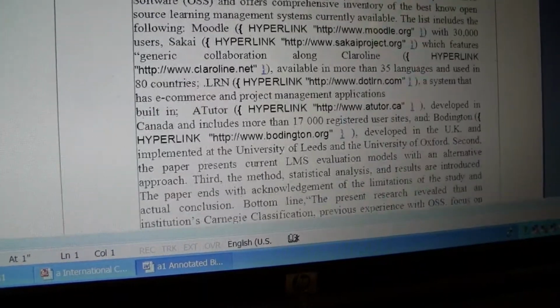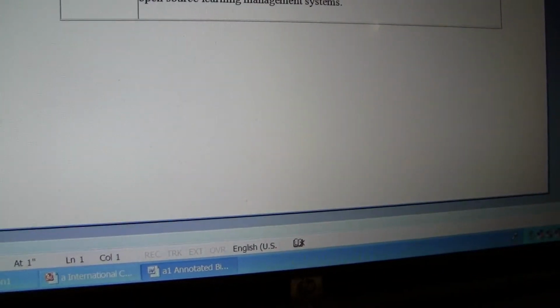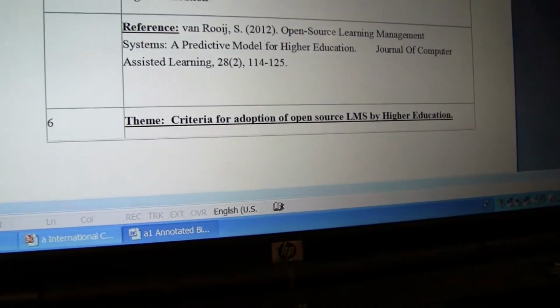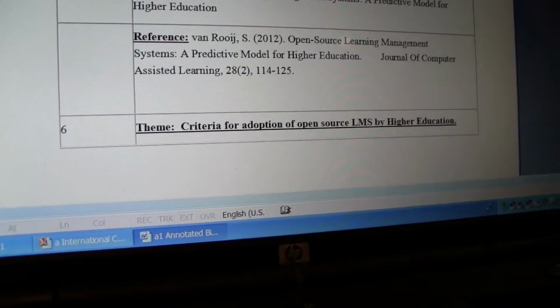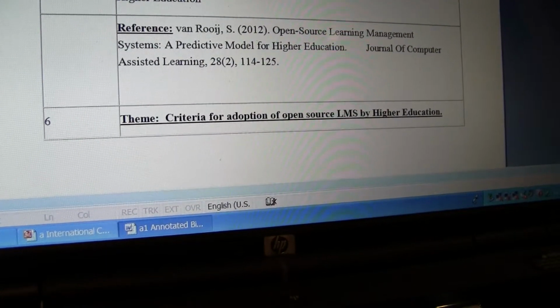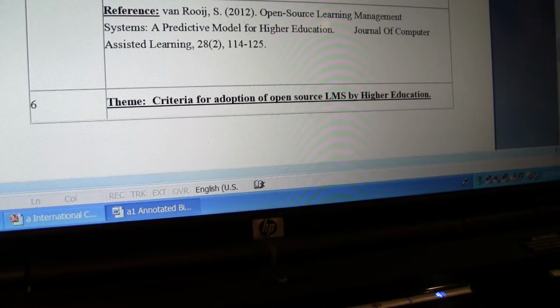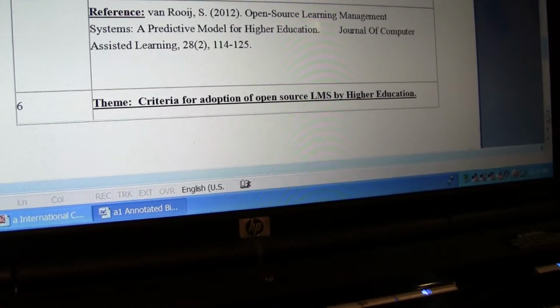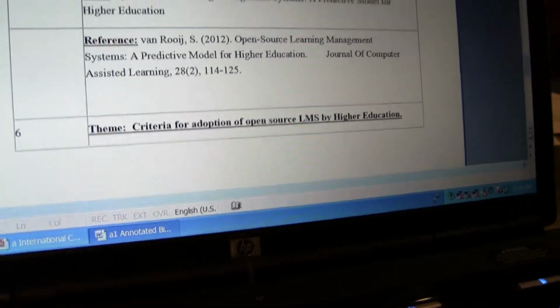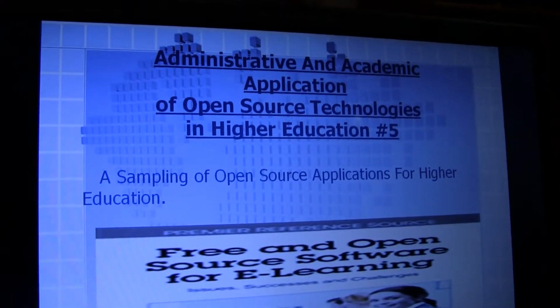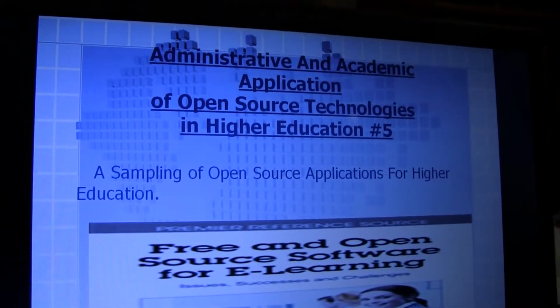And the last article we reviewed was Open Source Learning Management Systems, a predictive model for higher education. It's by Van Woods, and the theme from that paper is criteria for adoption of open source learning management systems by higher education. This concludes, ladies and gentlemen, our review of the literature when it comes to open source technology adoption in higher education. I'm now going to present you academic and administrative application of open source technologies in higher education.